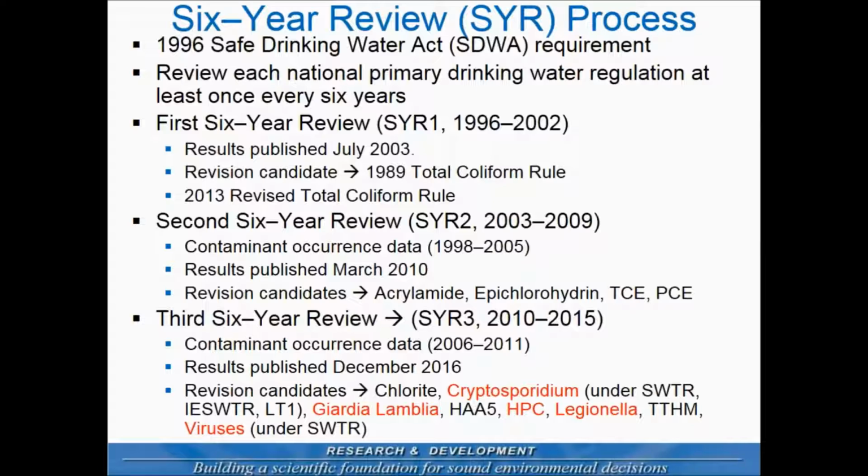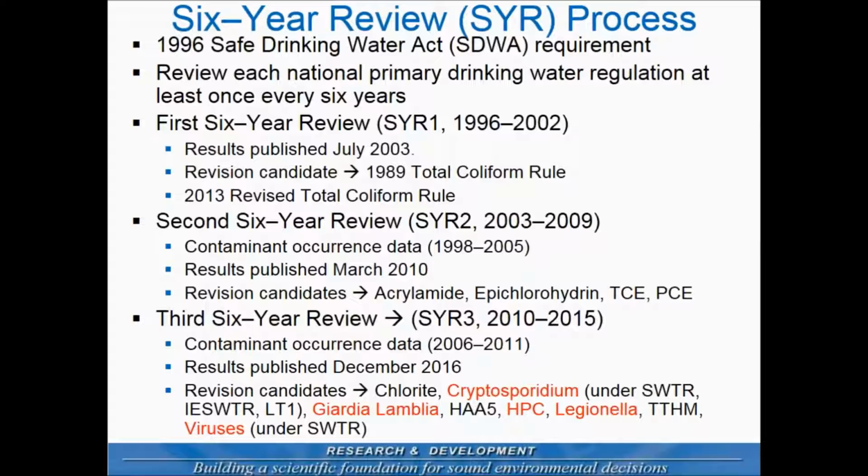So it means more information is now available that we should review this regulation and see if it should be redone. And so that was published in 2003, and the candidate for revision was the total coliform rule. And so that rule was then revised, and the final rule was published in 2013. So just to give a sense of how long it takes to publish a rule, from 2003 to 2013. The second 6-year review was 2003 to 2009.